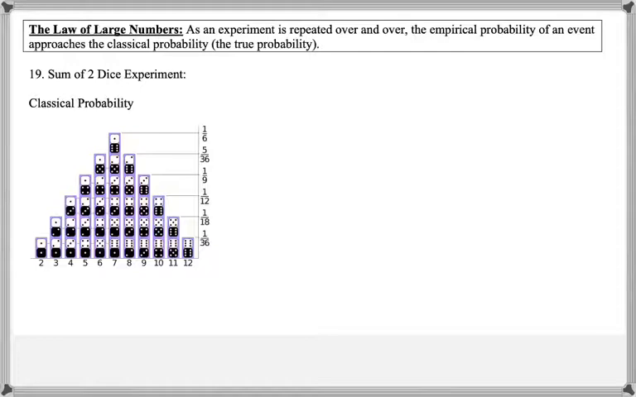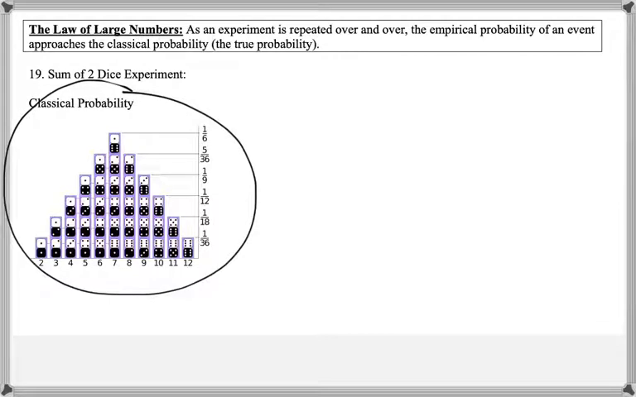Our next topic is the law of large numbers. What this says is, as an experiment is repeated over and over, the empirical probability of an event approaches the classical probability, or the true probability. So this is the sum of two dice experiment, and you'll see that we have the classical probability graphed right here.